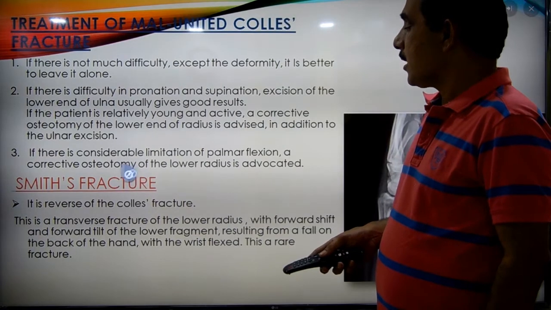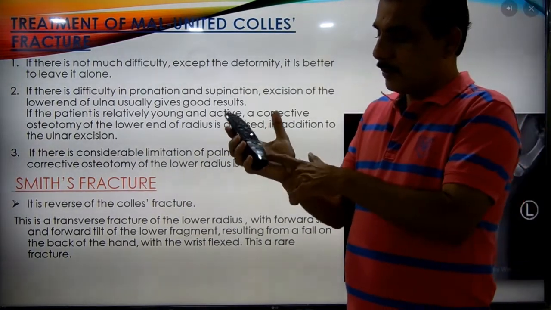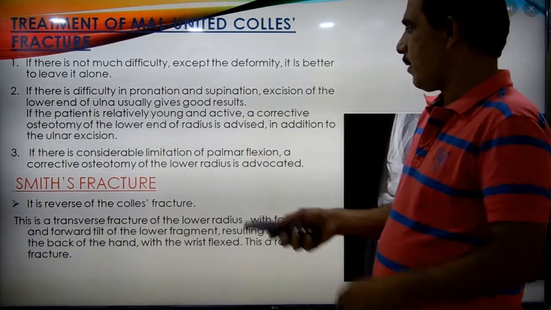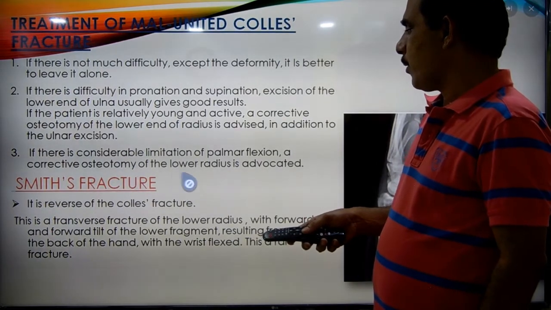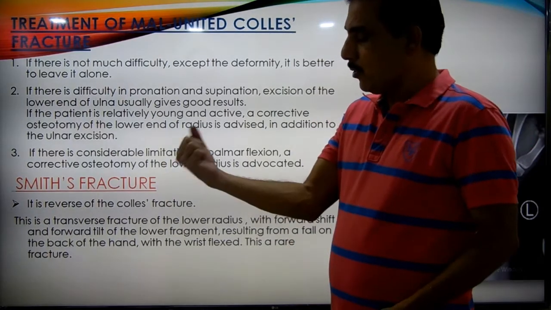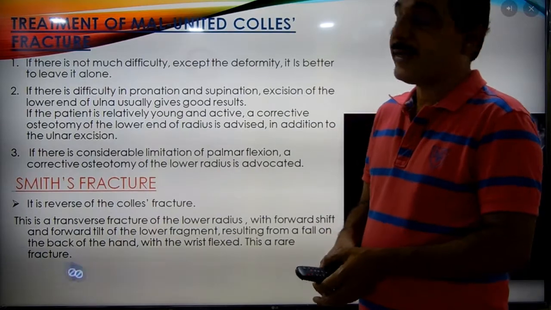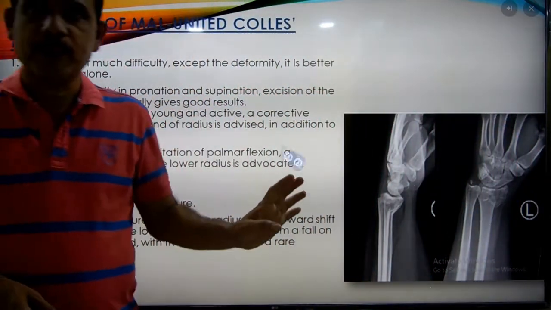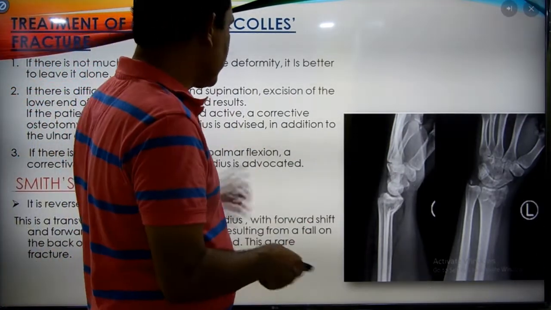Then if there is a considerable limitation of the palmar flexion of the wrist, this corrective osteotomy of the lower radius is advocated. If the patient cannot do this palmar flexion, then the radius should be excised. But this is needed rarely. If the patient can perform the movements, then there is no need of doing the surgery there.